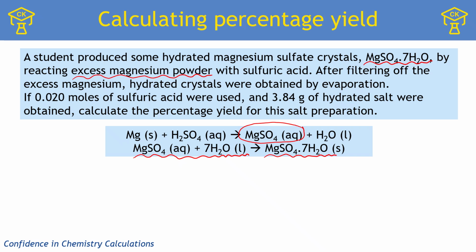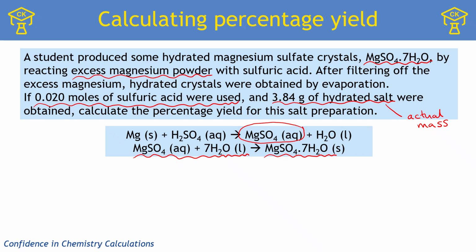So how do I answer this question? Well, it tells me 0.02 moles of sulfuric acid were used. It's been quite nice and giving you moles and not mass. And 3.84 grams of hydrated salt. So that is my actual mass of salt. So I will come back to that at the end when I do the yield calculation.